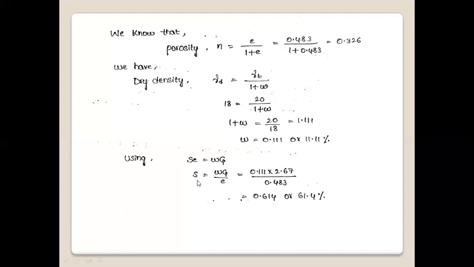Next, finally, we find the saturation. Using the relation S e equal to W G, S equal to W G by e. Here W is the water content, G is the specific gravity, and e is the void ratio. We know the three values. Water content is 0.11, multiplied by specific gravity 2.67, divided by e, the void ratio, 0.483. Then finally saturation is equal to 0.614, in percentage 61.4 percent.